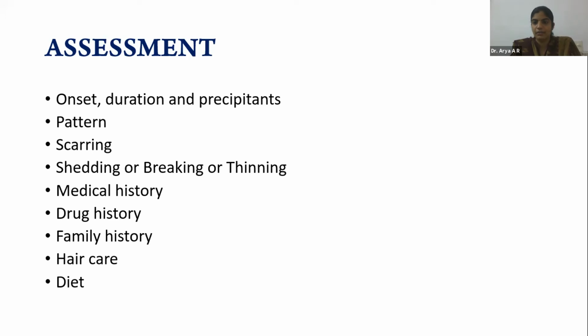The next one is medical history, drug history, family history. I have told you earlier, these three are included in the causes of hair diseases. Medical history: what all disease conditions they are having, like I told you earlier, arthritis, cancer, or some systemic diseases. Drug history: what all medications they are taking. And then family history: is there any hereditary pattern in this?